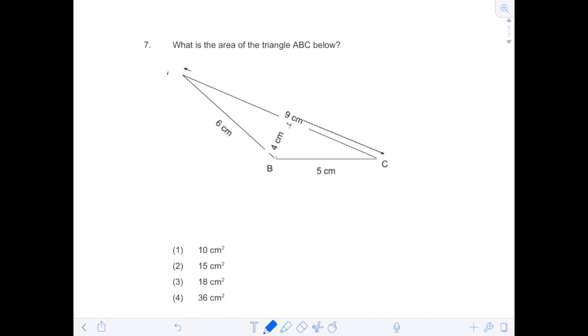Question 7, what's the area of the triangle ABC below? The area of this triangle would be, first you have to identify what's the base and what's the height. Okay, I'm sorry, but I think this diagram is not really done properly to scale. Anyway, I'm just going to connect the lines back here. This is a line here, this is a line here, this is a right angle. So this is what you should be seeing on your paper.